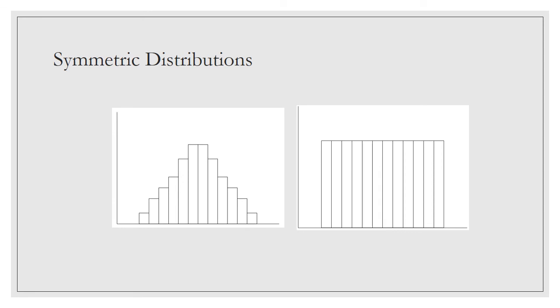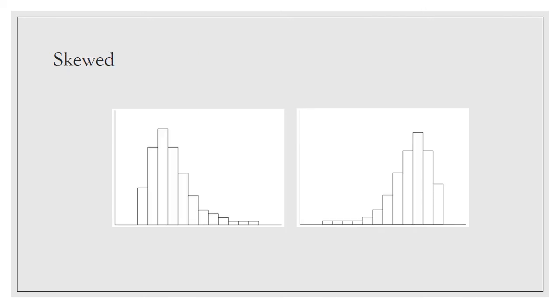Symmetrical distributions can look a little like the normal distribution, like the one on the left. And the one on the right is just a flat distribution. That's not necessarily going to be useful for a lot of the type of analysis we'd like to do. But technically it's still symmetrical, but it's not a normal distribution.